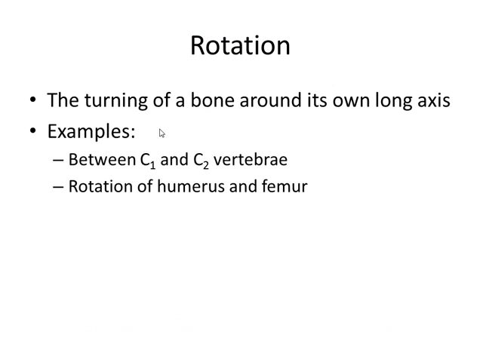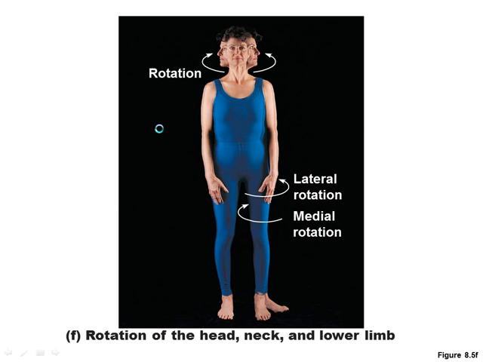Rotation. I've shown you two examples of rotation in the neck and in the arm. So rotation of the head around the C1 and C2, that's rotation. You have rotation around the ulna and the radius when you do this. You also have rotation of the hip. So if I just take my foot and put it out, it's not my foot that's moving, it's actually my hip that's rotating, okay? So that movement's coming from here. That's moving my foot. So that's rotation of the hip.